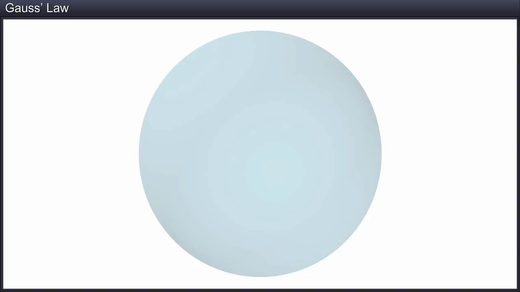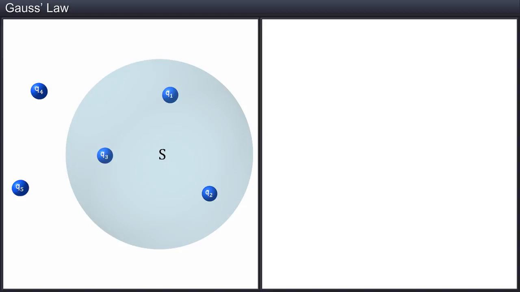Now consider a system of discrete charges, say Q1, Q2, Q3, Q4, Q5, such that the charges Q1, Q2 and Q3 are inside the closed surface S, and the charges Q4 and Q5 are outside the Gaussian surface S.